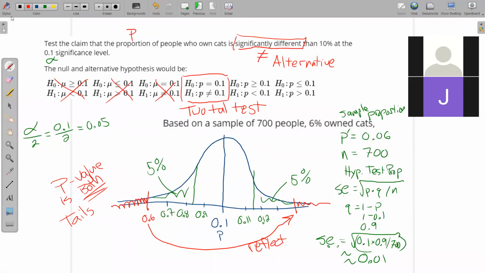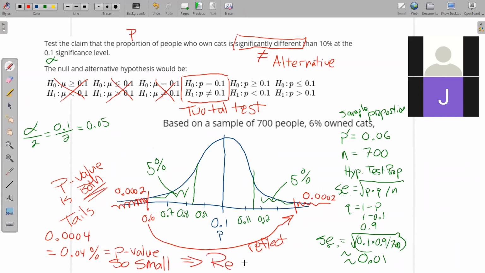And so we'll write up a conclusion here too, because that's good practice. So my p-value, both tails, so this tail had a probability of 0.0002-ish, and this tail then has to be 0.0002. So altogether, the p-value is 0.0004, which comes out to be, changing that to a percent, 0.04%. Again this is the p-value. And because it is so small, that implies we reject the null.